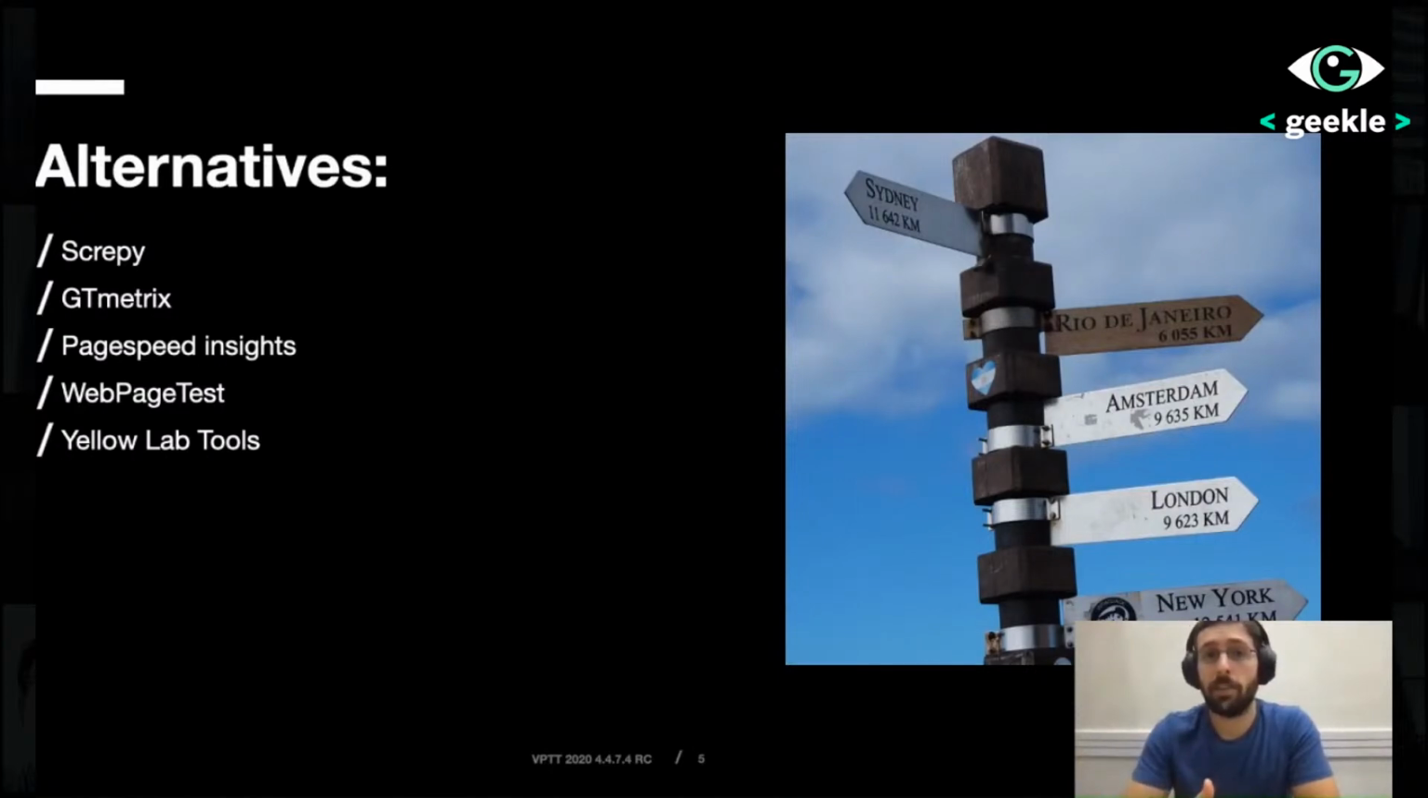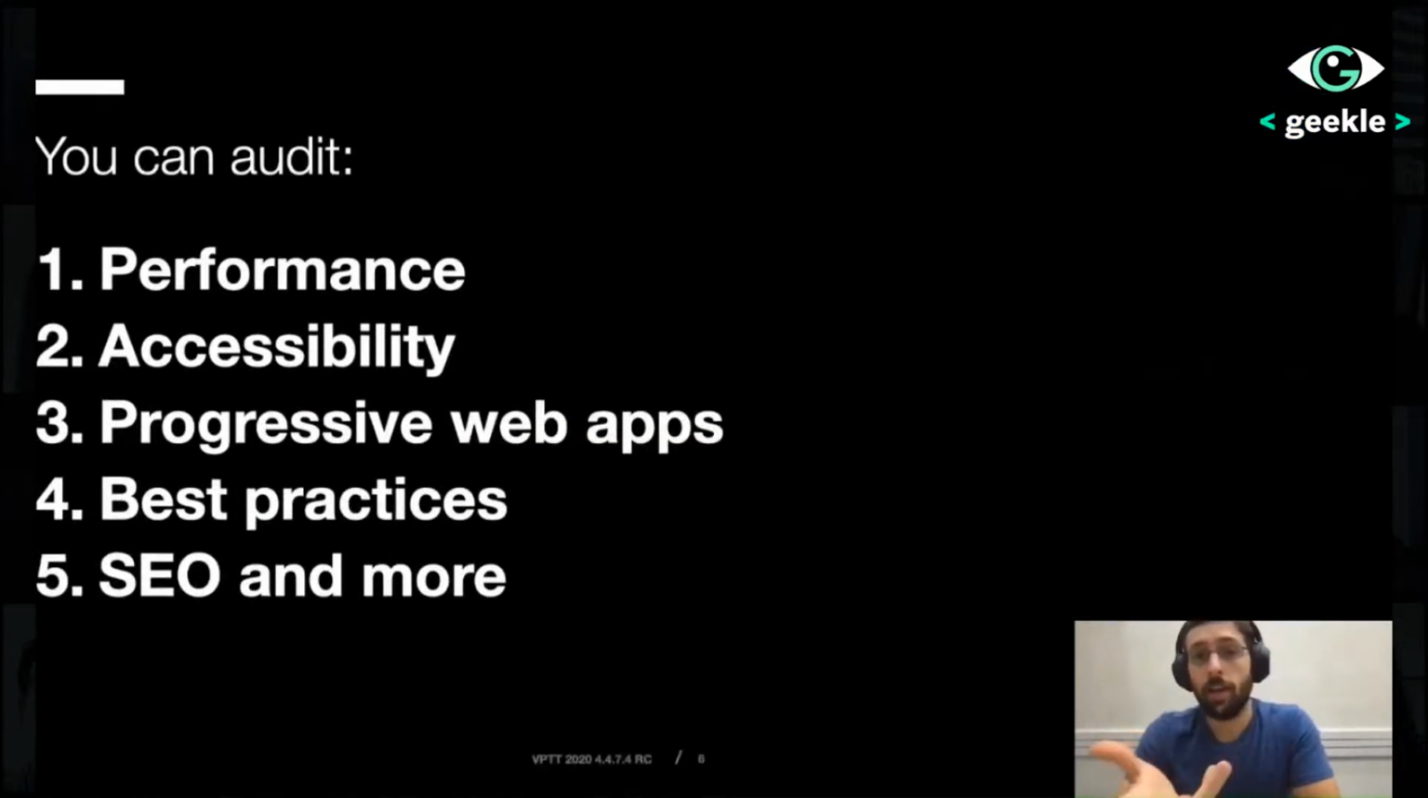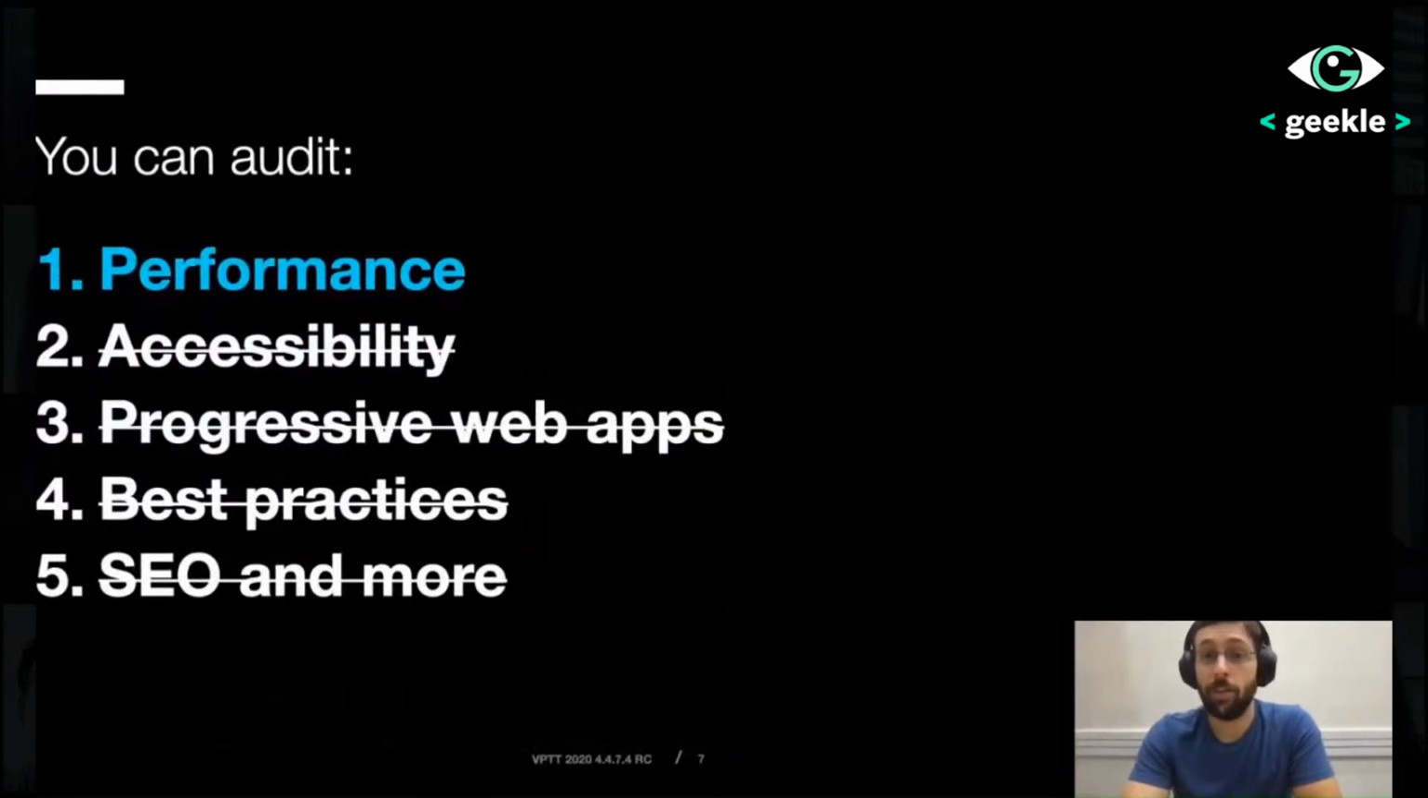If you ask about PageSpeed Insights, this is slightly different from Lighthouse. For instance, PageSpeed only evaluates performance and not accessibility, SEO, and others. So you can use Lighthouse to audit performance, accessibility, progressive web apps, best practices, SEO, and more. In all of these audits, you will have an overall score, areas to improve, and opportunities. But today, we will talk about performance only.